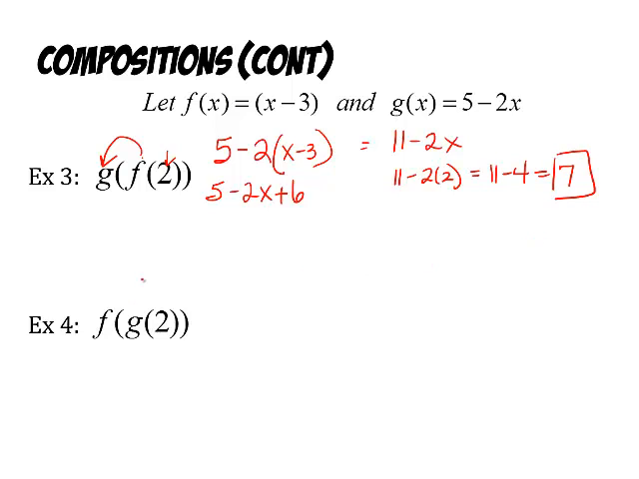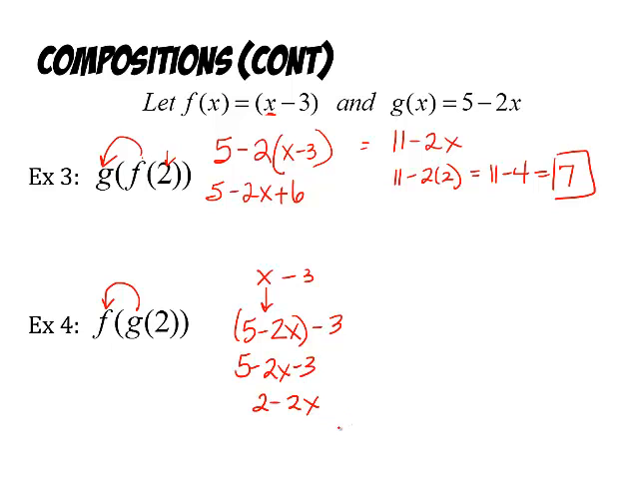All right, look at example 4, f of g of 2. So now I'm taking the g function and I'm putting it into the f function. So the f function says x minus 3, right? Well, instead of x, I'm going to put in the g, 5 minus 2x. That's replacing the x in the original, minus 3. Simplify. So 5 minus 2x minus 3 gives me 2 minus 2x.